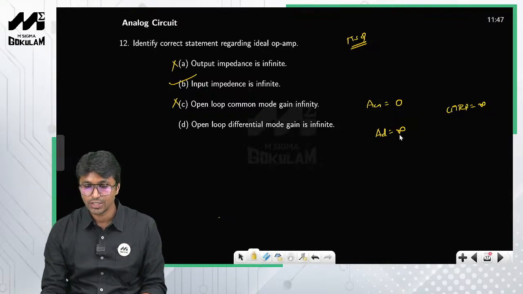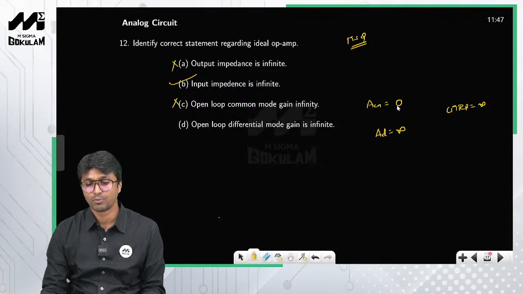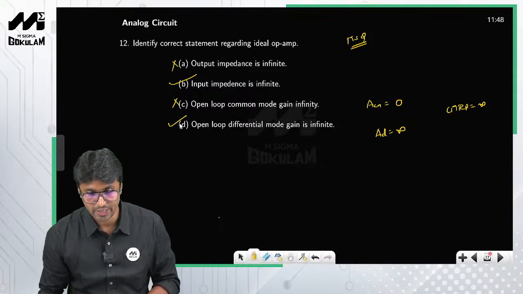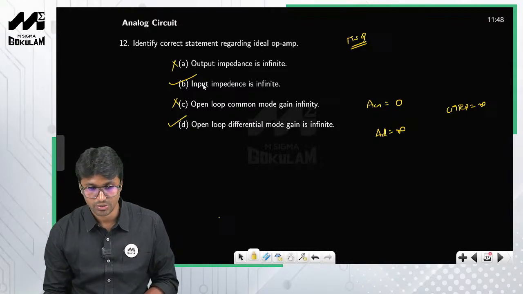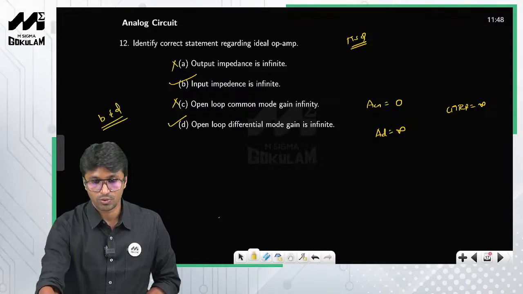So therefore AD should be infinite, the differential gain should be infinite, and the common mode gain should be equal to 0. So therefore D is also correct, right? This is a multiple select question, so B and D are the correct options, right? Now let us move on to the next question.